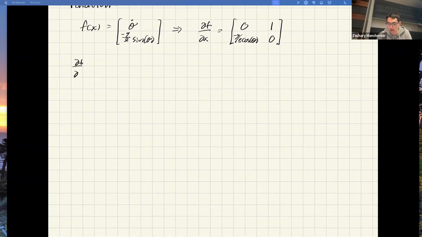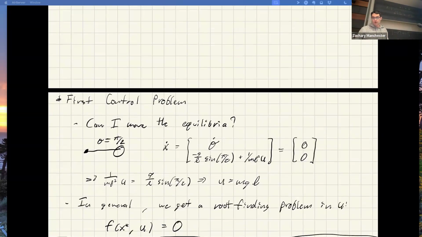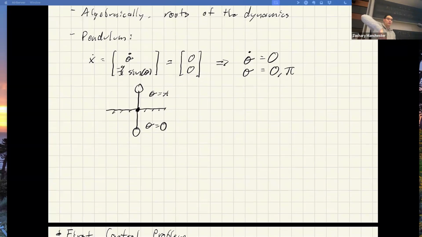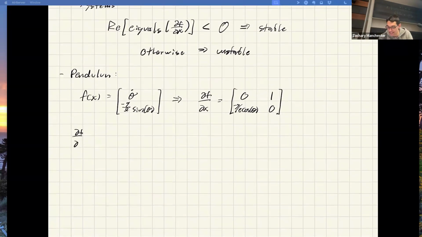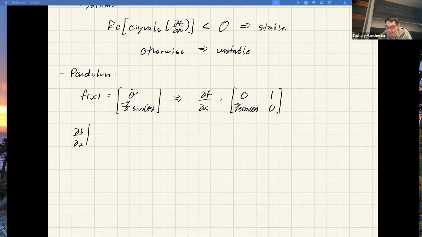So what we're going to do now is look at the 2 different equilibria for the pendulum. We've got the up and the down. We already kind of know what the answer should be, but we're going to do the math. So I've got df/dx at theta equals pi. That's the up one, right? What do we think is going to happen? They're going to be positive. They should be, right? Intuitively.